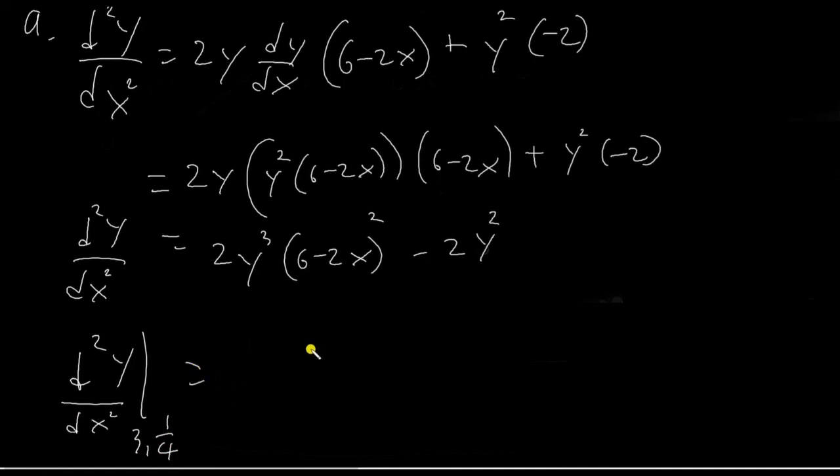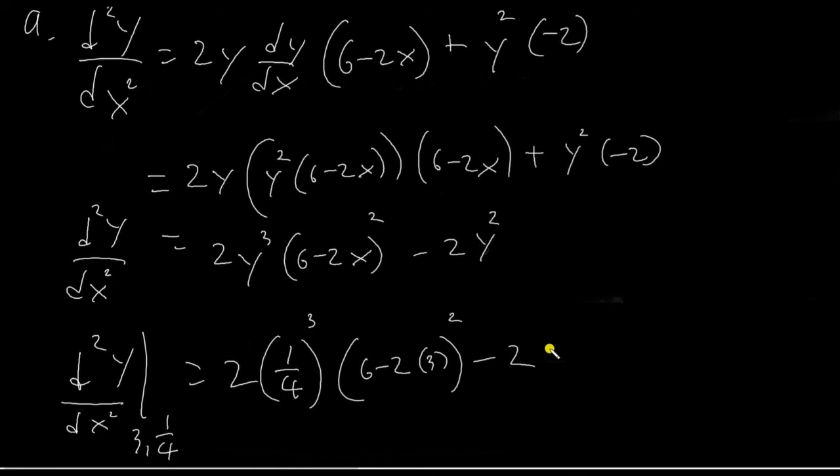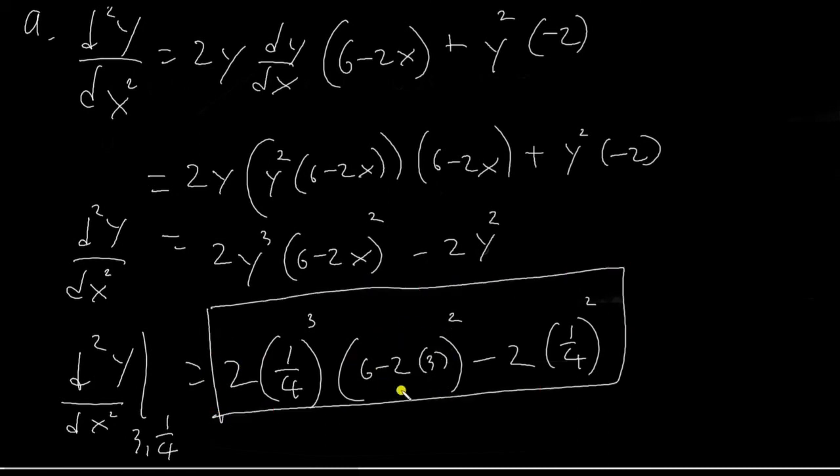So that's just going to be as simple as plugging in 3 for x and 1/4 for y into here. So that'll be 2 times, and then for y I'll plug in 1/4, (1/4) cubed times (6 minus 2 times 3) squared minus 2 times (1/4) squared, like that. And that is our second derivative. I know this whole thing evaluates to 0, but again, there's no point to waste your time on that.